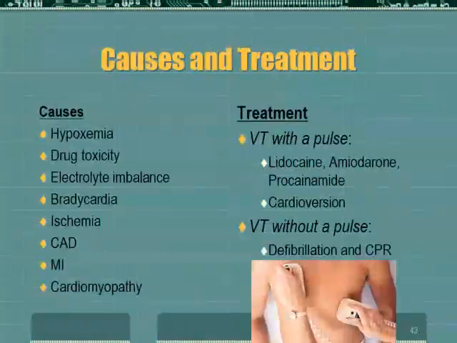Causes are listed to the left. It could be a potassium or electrolyte imbalance, drug toxicity, bradycardia, ischemia, coronary artery disease, could be a patient that's post-MI or a patient that has cardiomyopathy. If they have a pulse and they're alert, then with those patients we're going to treat them with medication. We can give lidocaine, amiodarone, procainamide. We might do cardioversion on those patients.